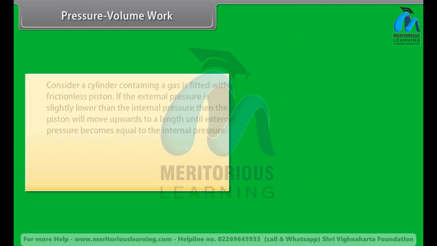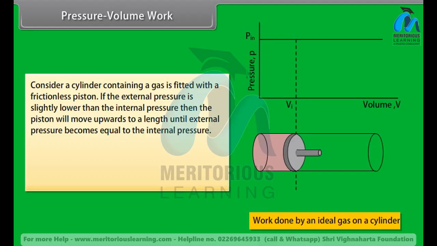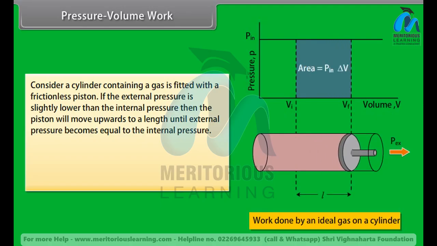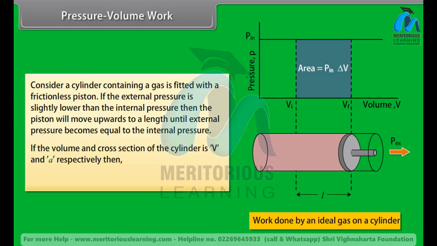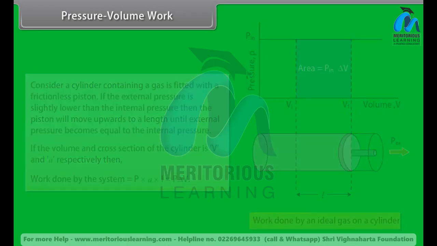Pressure-volume work. Consider a cylinder containing a gas fitted with a frictionless piston. If the external pressure is slightly lower than the internal pressure, then the piston will move upwards to a length L until external pressure becomes equal to the internal pressure. If the volume and cross-section of the cylinder are V and A respectively, then work done by the system is equal to P into A into L, which is equal to P into delta V.